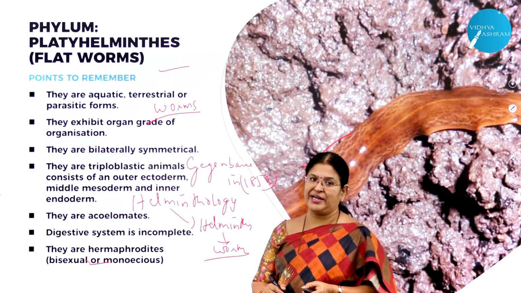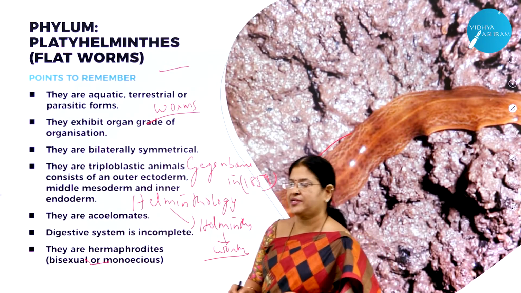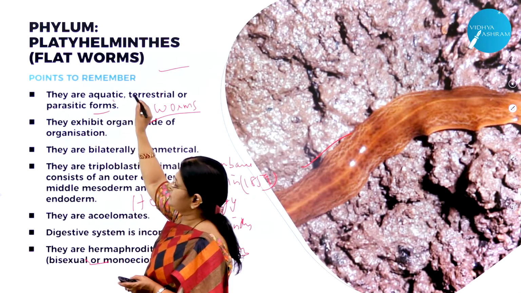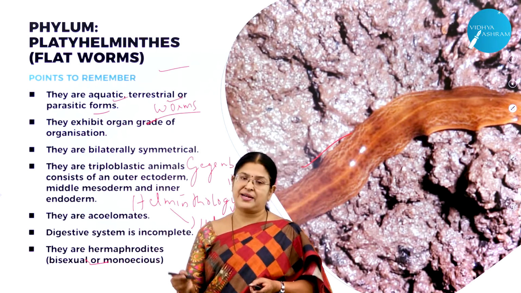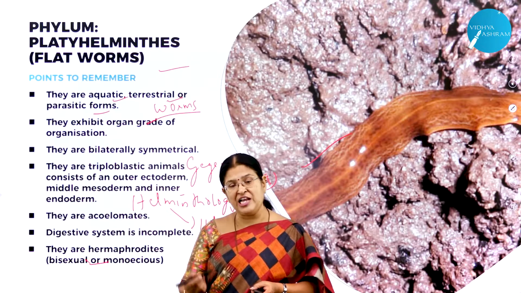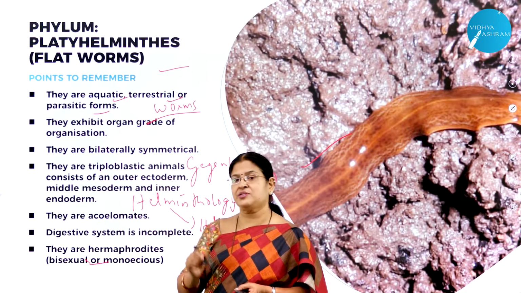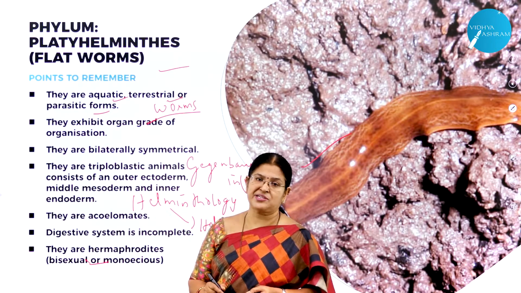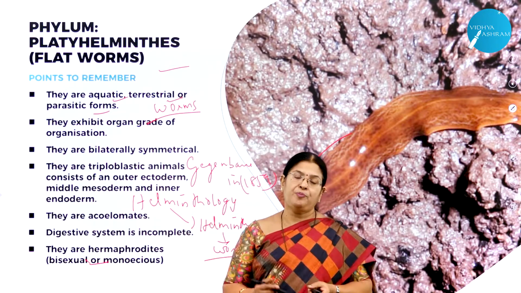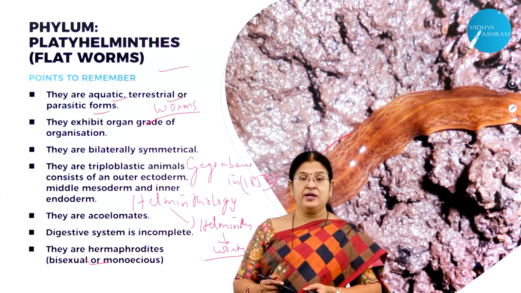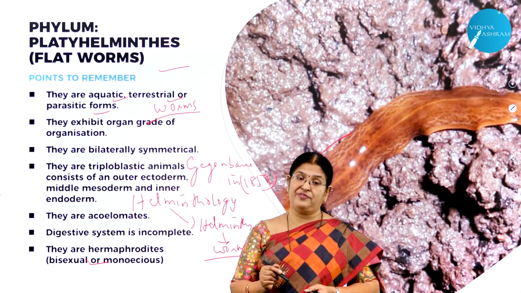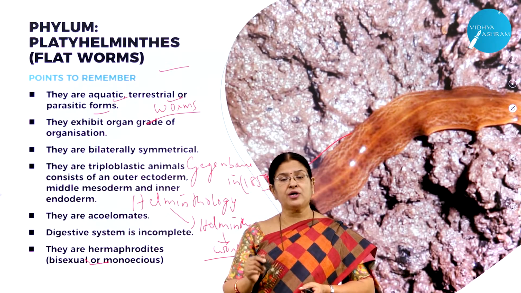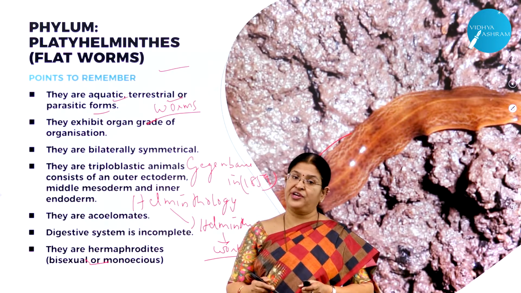They are aquatic, terrestrial or parasitic forms. So they are either free living or parasitic forms. It's a very important characteristic feature of platyhelminths. Hope you remember in my last session I said remembering the characteristic features of each phylum is very difficult. So you need to compare the characteristic features of each phylum.